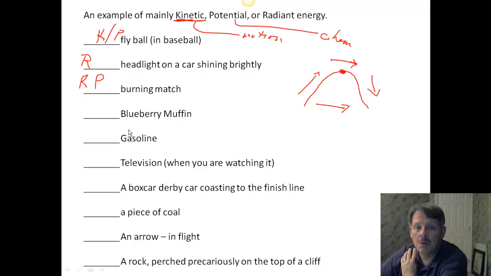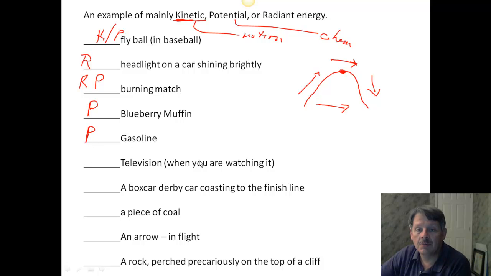How about a blueberry muffin? Well, assuming someone didn't throw it at you, meaning it would have kinetic energy, this has potential energy. It has chemical potential energy, which when you eat it, it will give you energy. Gasoline, similarly, it has potential energy because when you burn it, it will give you energy back.